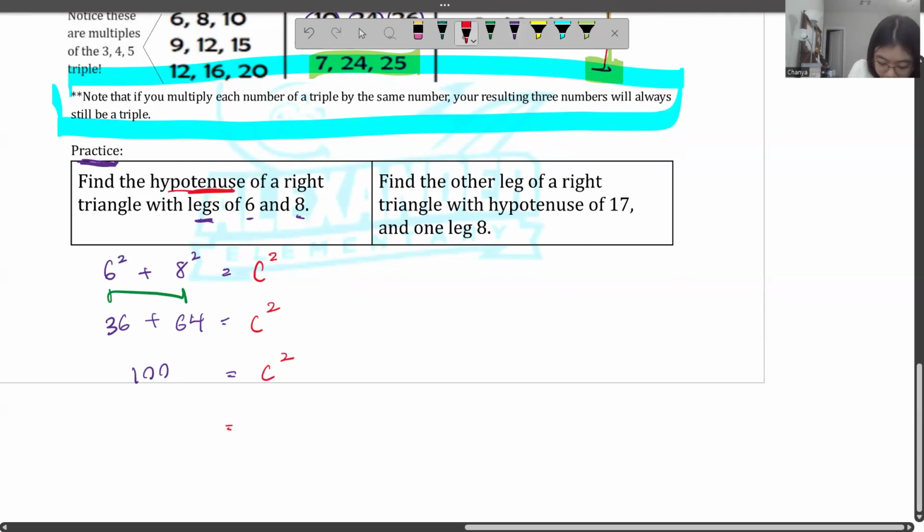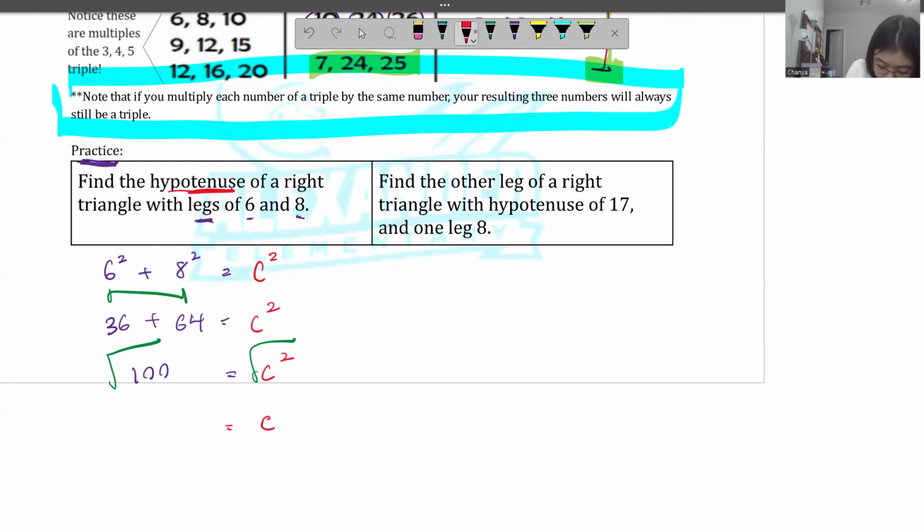So therefore, if you square root both sides, then C is equal to the square root of 100, which is 10. So C is equal to 10.